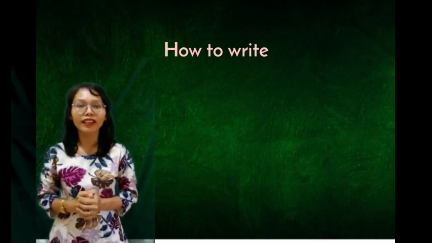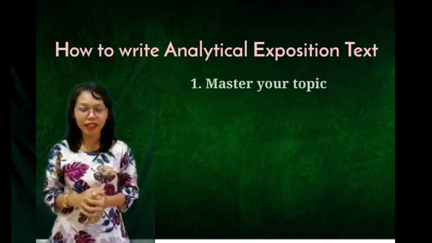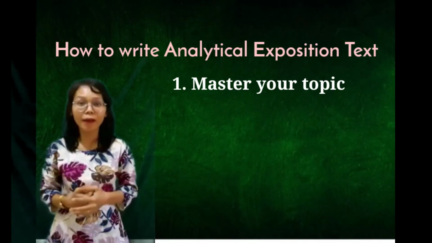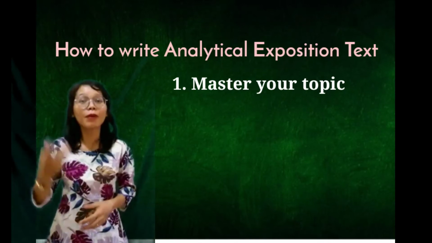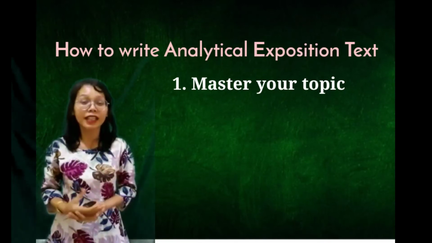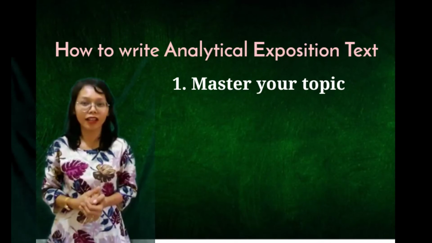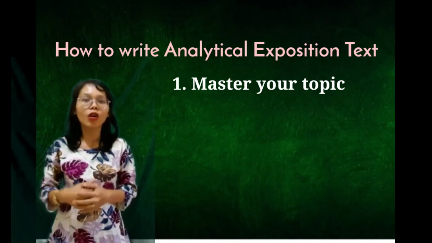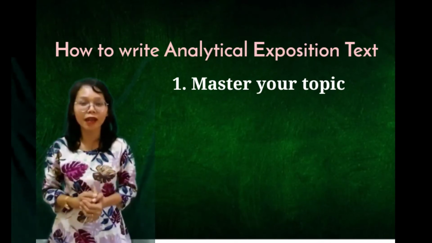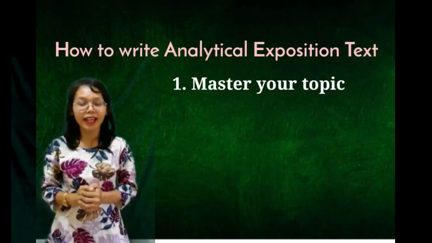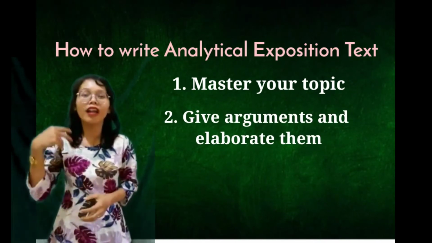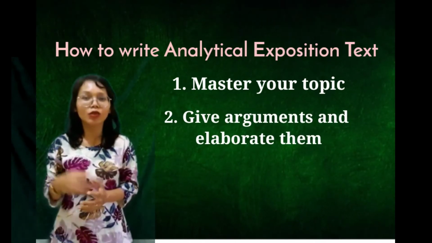Okay, now we go on to the part of how to write an analytical exposition text. The first one is you have to know better about the topic. You need previous knowledge about the topic you want to discuss. And then you have to read more to get more examples or more evidence about the topic. After that, you elaborate your arguments in three parts.